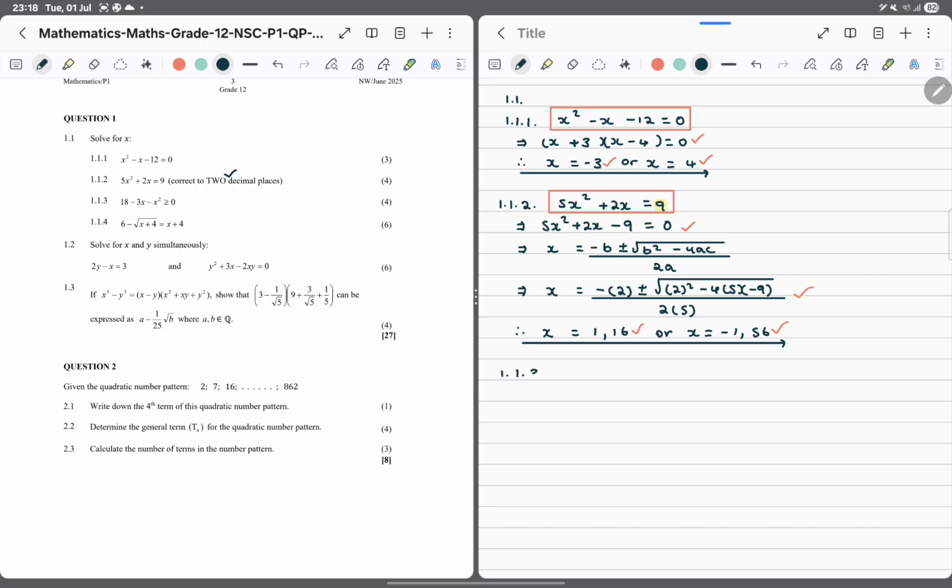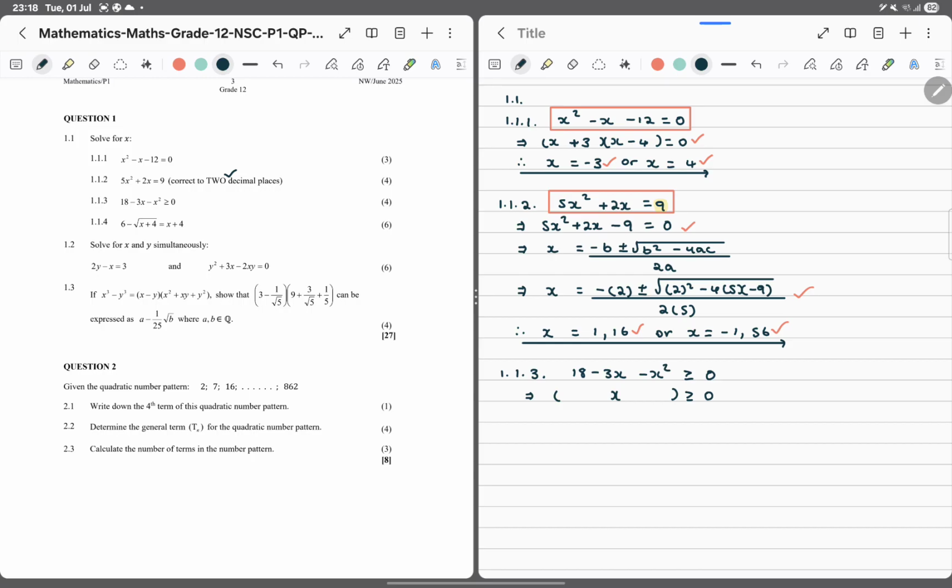So 1.1.3. We have a parabola here, 18 minus 3x minus x squared greater than or equal to 0. So this is a quadratic inequality. Well, most likely we will win if we try and factorize this thing.